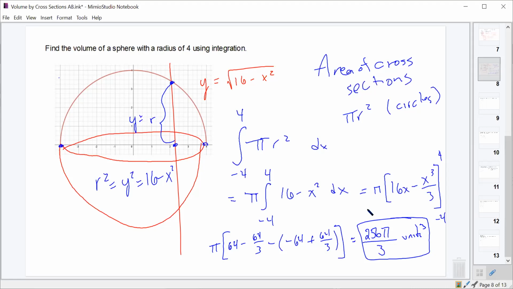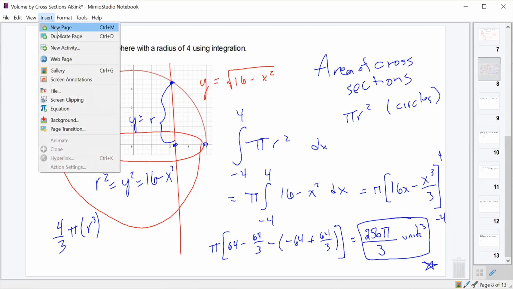Good. And if we were to just go in and use the formula, what's the formula say? It's 4/3 pi times the radius cubed, right? Well, our radius was 4. 4 cubed is 64. 64 times 4 is 256. 256 pi over 3. Comes out exactly the same. Why is that the case?